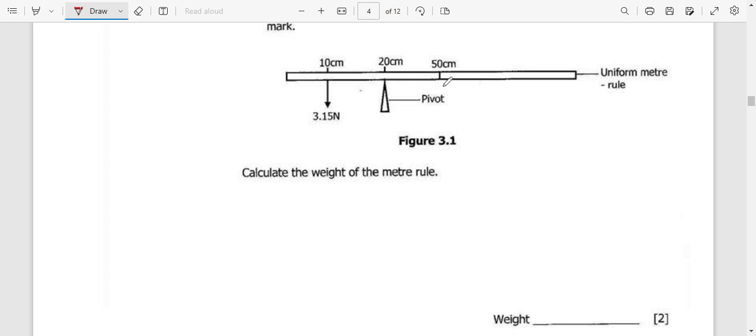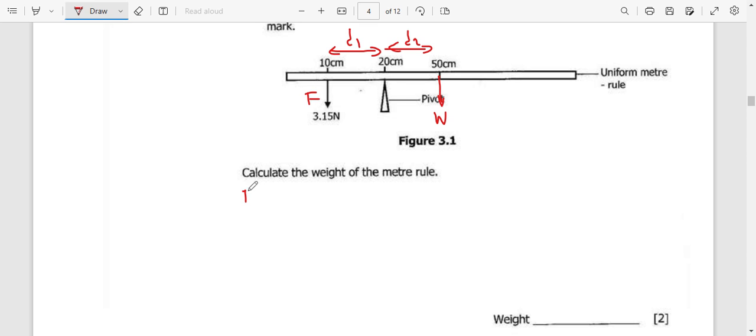So what are we going to do in this case? Let me put the weight here, W. Let me call this distance here as D1, and then this distance here as D2. So using the principle of moments, we're going to say, let me call this as F.